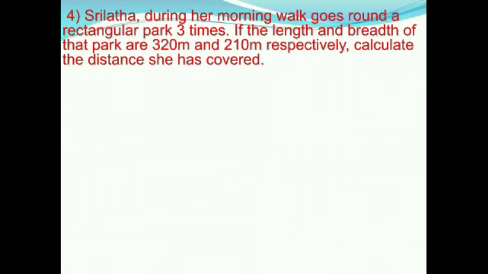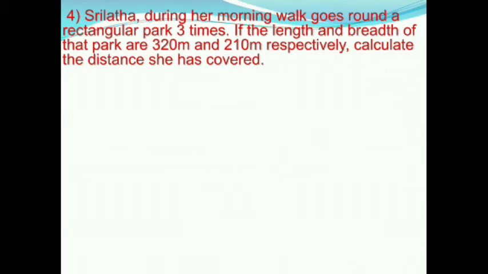First we should read the question. Srilata during her morning walk goes round a rectangular park 3 times. If the length and breadth of that park are 320 meter and 210 meter respectively, calculate the distance she has covered. Children, here first we should find out the perimeter of that park. Next we should find out how much distance she has covered.